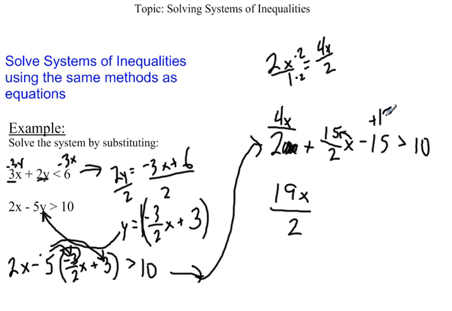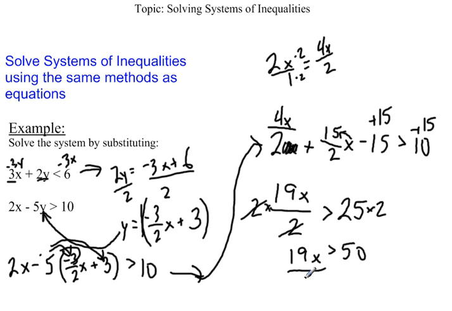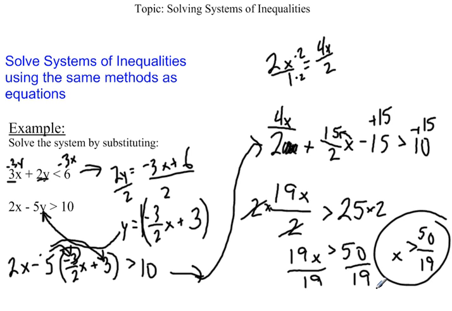I'm going to add 15 to both sides. I get 19x over 2 is greater than 25. Now to solve for this, I'm going to multiply both sides by 2. And I have 19x is greater than 50. Divide by 19, and I have x is greater than 50 over 19. So, wow, on that one.